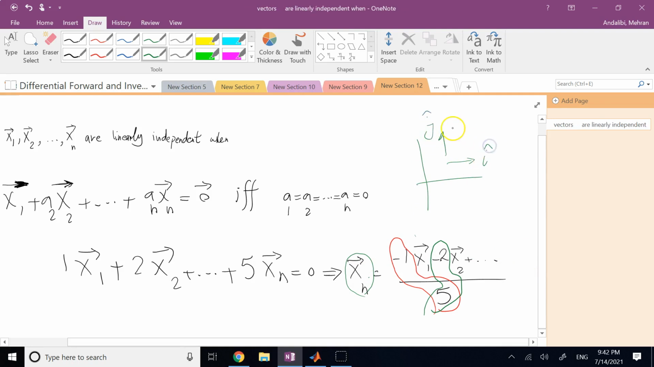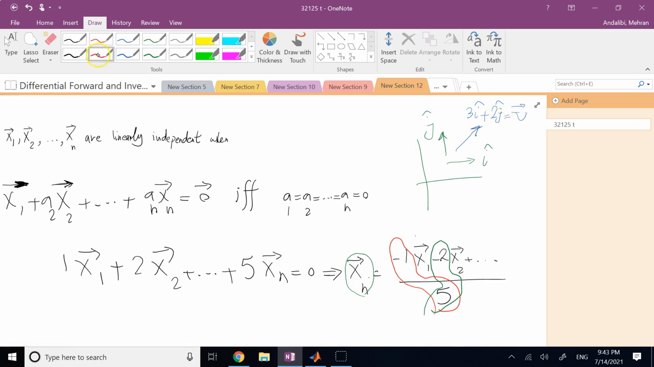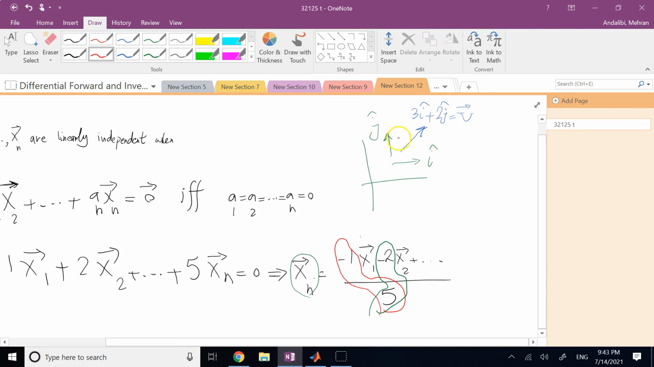Now, if I give you something like this, can I also say this one, which is like 3i plus 2j, is this vector also linearly independent from these two? No, because this vector v clearly can be made by a linear combination of i and j. So the only vectors I can have in 2D that are independent from each other are something like i and j, or something else that is, for example, perpendicular to that vector.